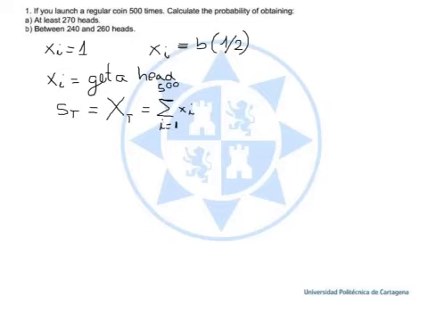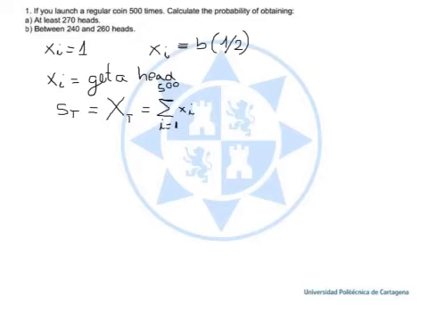So, when we are launching a coin, it is a Bernoulli experiment. That means we can get a success or a fail. So we will call our success to get a head, and we will call it xi. As we said, it follows a Bernoulli distribution with a probability of 1/2.